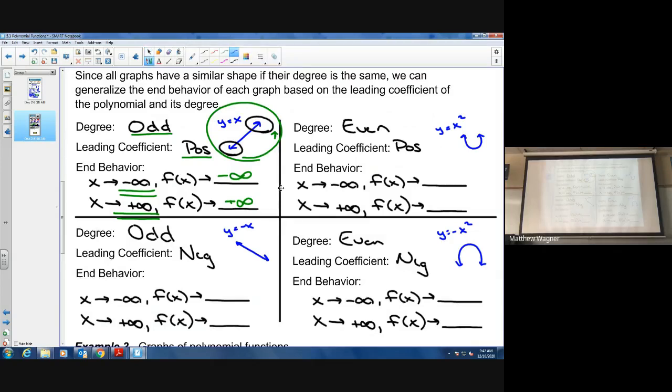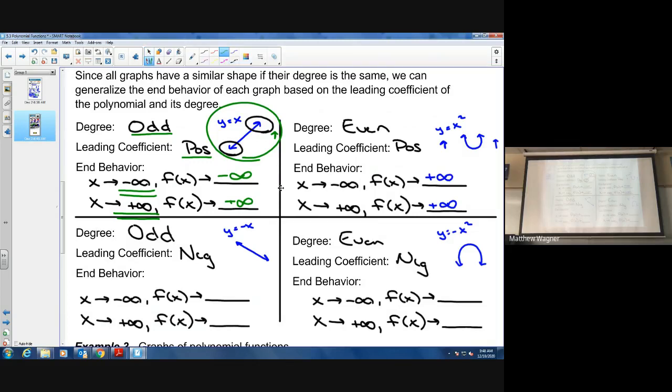All right. Thinking about an even positive function. So we have an even positive leading coefficient. Both sides are going to go up forever. All right. So as we go to the left, my graph is going up. As we go to the right, my graph is going up.